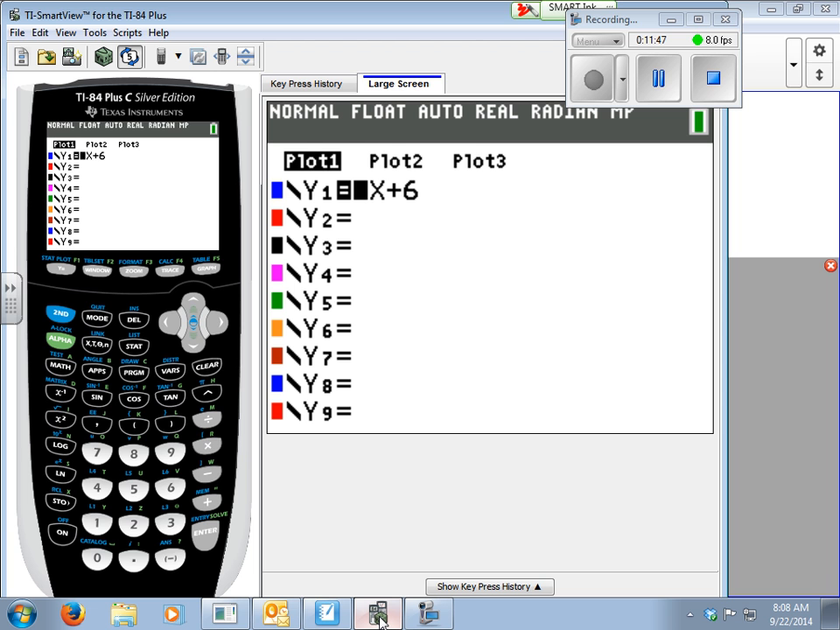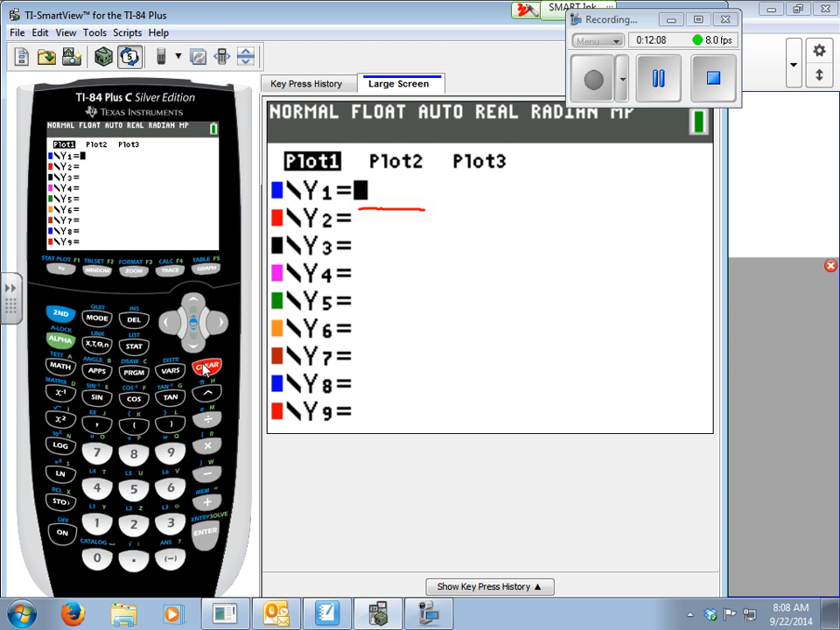The first thing you need to do is hit your y equals button. Y equals button is on the top row, far left. So hit your y equals button, and you're going to have this screen show up. Now if you have anything left over typed right here, we need to get rid of that. So we're going to hit our clear button, and it just erases it.